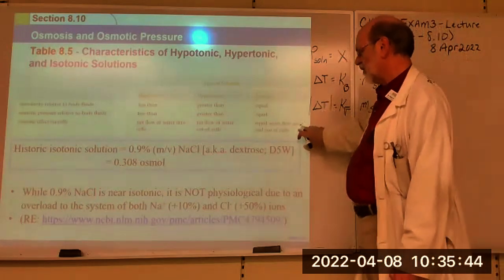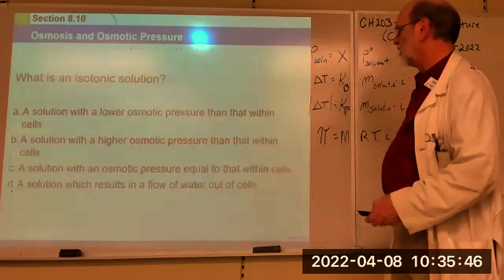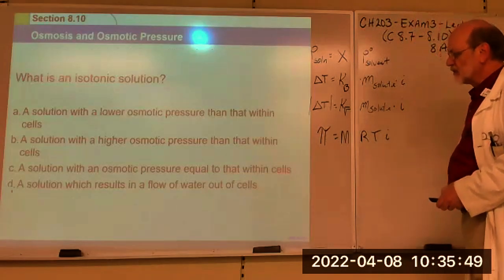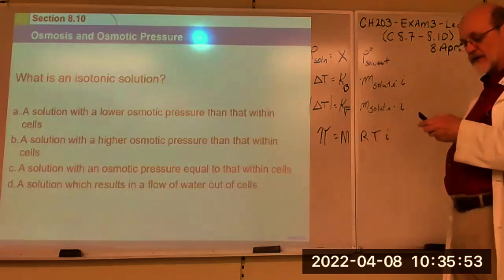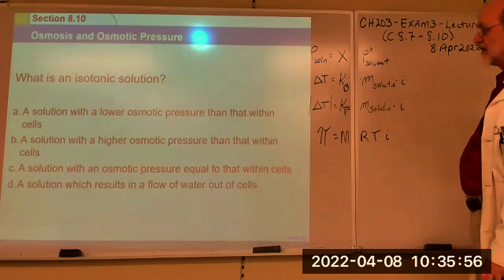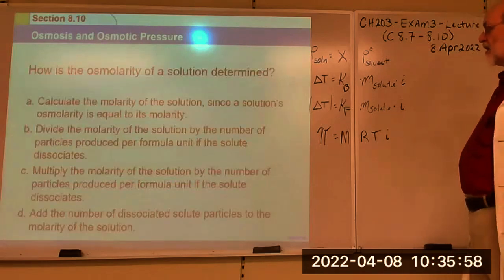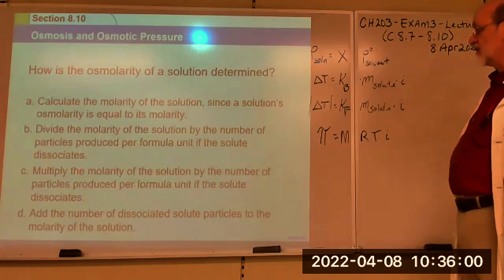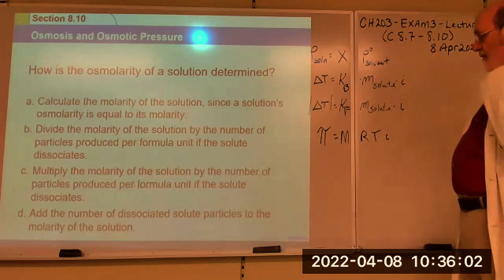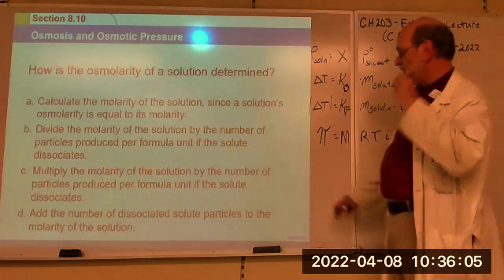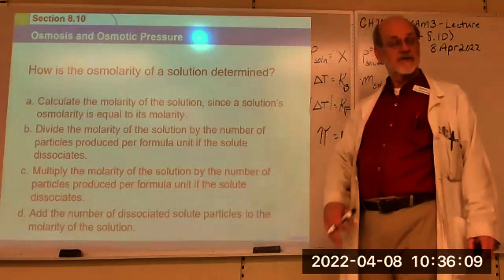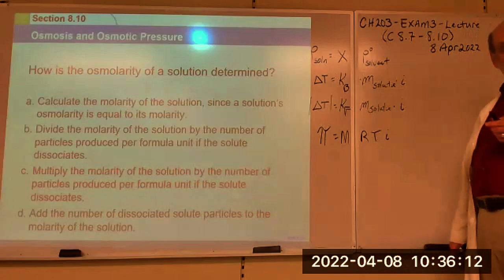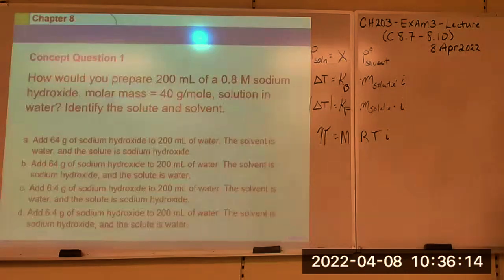We don't need to spend a lot of time on this one. What's an isotonic solution? One where the osmotic pressure is equal on either side of the cell membrane. That's isotonic. Osmolarity of a solution is determined by multiplying the molarity of the solution by the number of particles produced per formula unit. So that's your van 't Hoff correction factor. Okay, let's see, we need to do this.